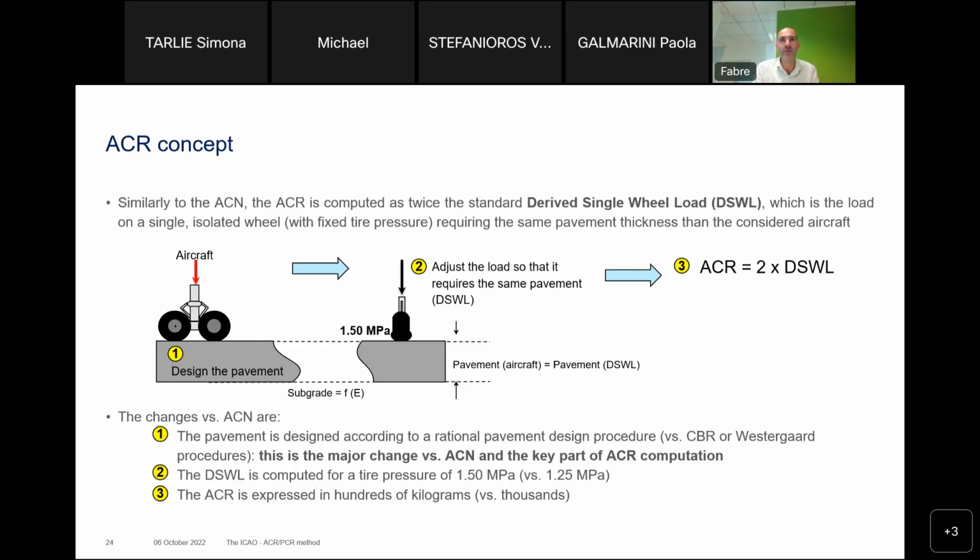So at the APEC, we had a long discussion about that, and we decided to express the ACR in hundreds of kilograms, just to avoid any confusion between ACN and ACR, and between PCN and PCR. So it means that the ACR will be about a magnitude of ten if we compare with the ACN. But only approximately 10, because there is no conversion between ACN and ACR. So it is not recommended, obviously, to compute an ACR by multiplying the ACN by a factor of 10. This is irrelevant.